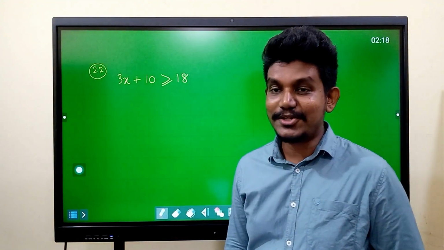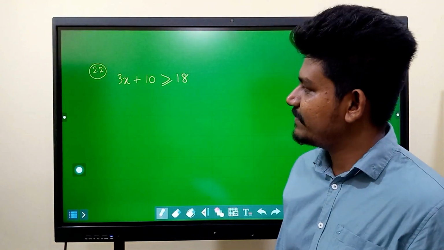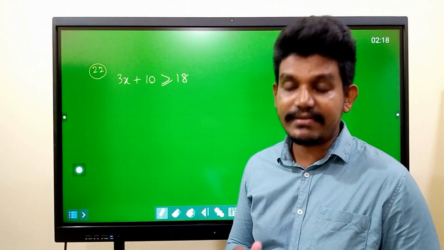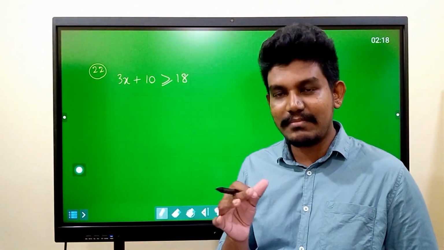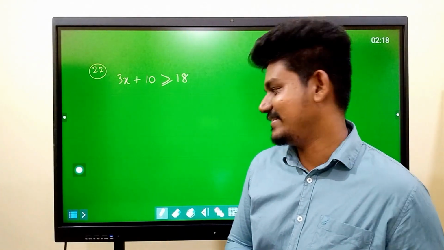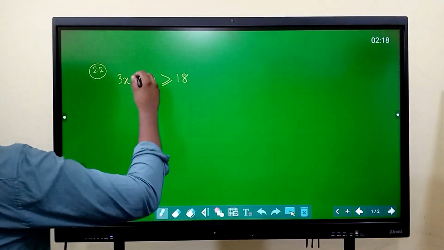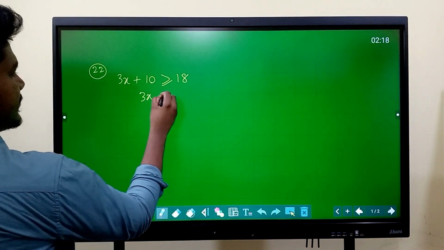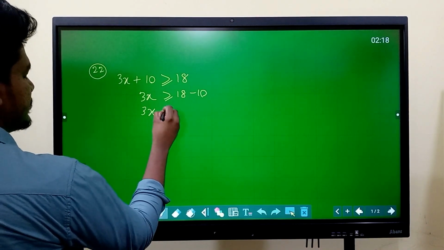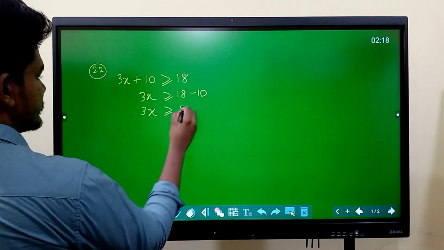Question 22. Here, first of all, we have to simplify this inequality and thereby find the positive integral solutions. Integral solution means the whole number solutions which are less than 5. So first of all, we have to simplify this one. Take that 10 to the right side as minus 10. 3x is greater than or equal to 8.